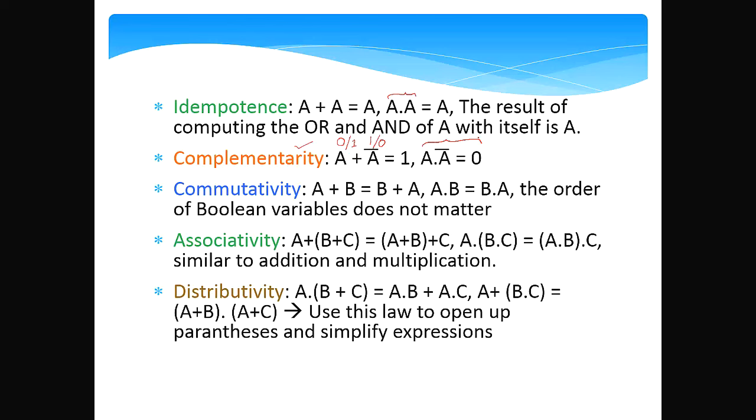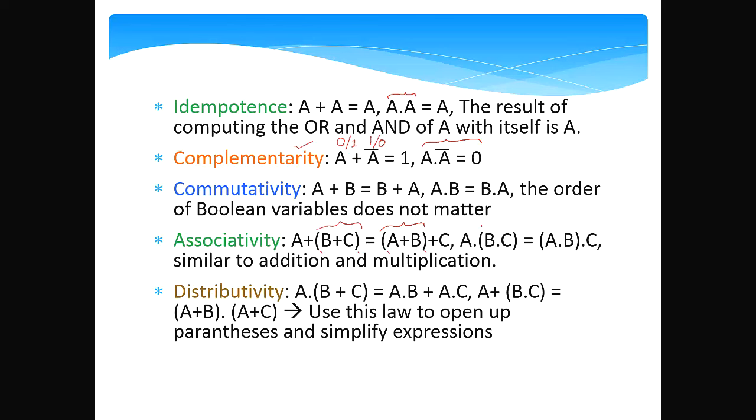The next property of interest is commutativity. Here A or B is equal to B or A, which means that the order of variables does not matter. Similarly, A and B is equal to B and A, the order again does not matter. We also have, similar to normal decimal addition and multiplication, associativity, which is A or (B or C), with B or C here in brackets, is the same as (A or B) or C. So it doesn't matter where you place the brackets. You can place them here and here, or you can place them here and here. For Boolean logic, it does not matter.